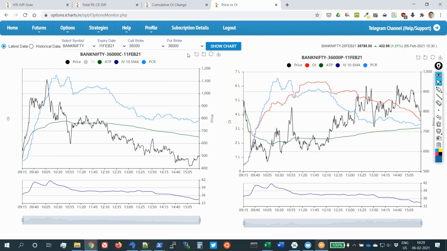But your initial analysis again has to be based on, you first decide on the trend and then go for actual entries.